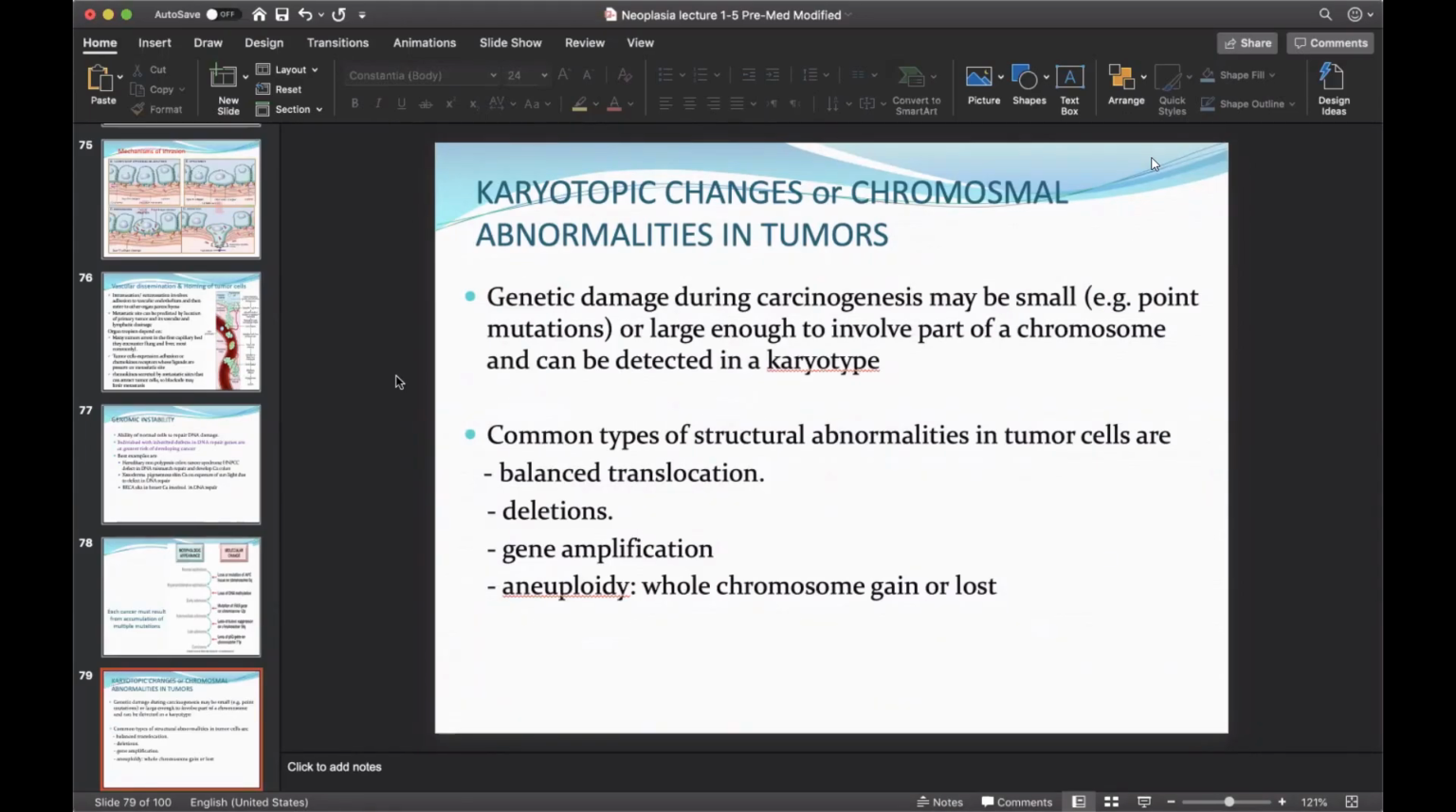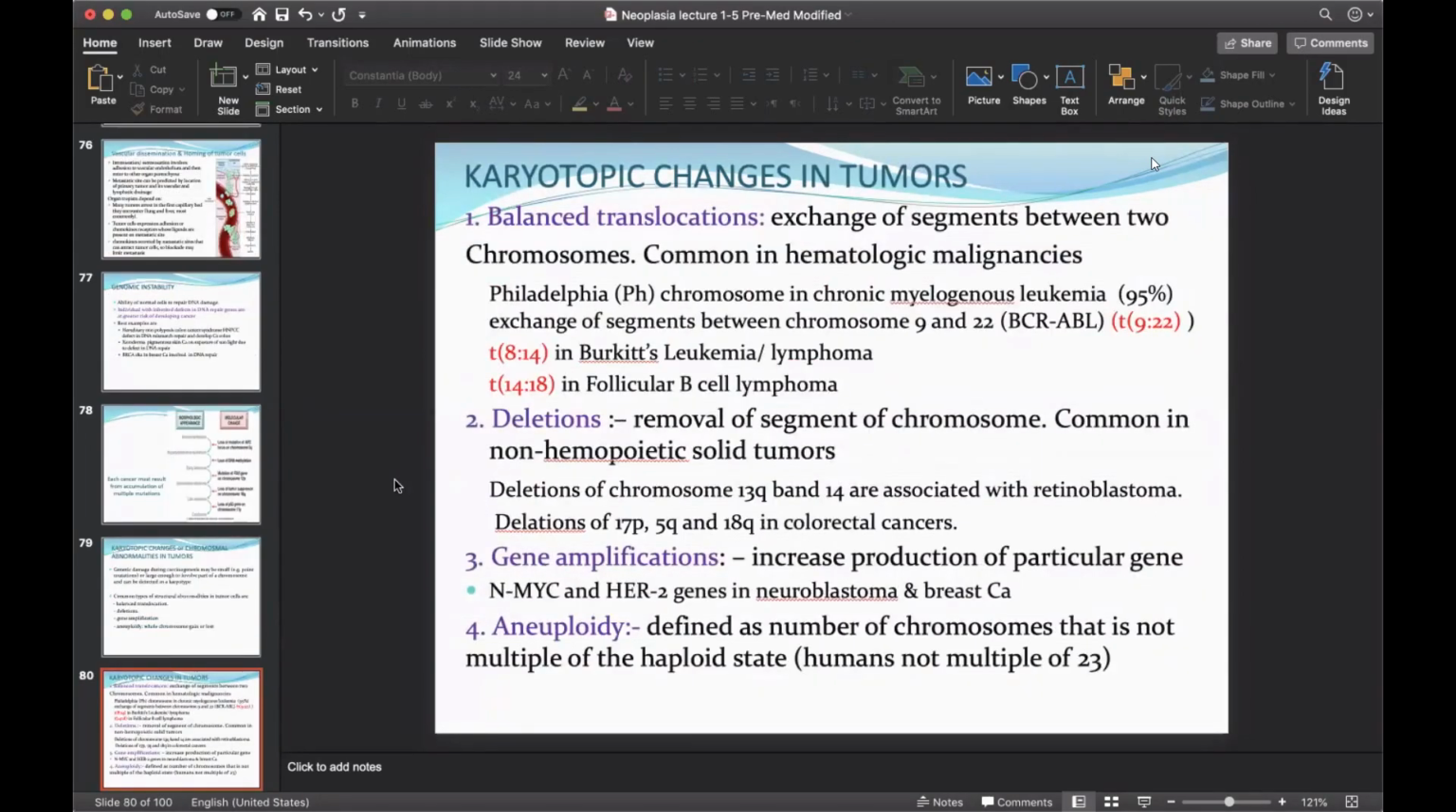Common types of structural abnormalities in tumor cells: when we talked about genetics, we talked about the types of genetic abnormalities, so you can refer back to that. Karyotypic changes in tumors can be either balanced translocations, for example Burkitt lymphoma and follicular lymphoma, meaning genetic material went from part of one chromosome and the same amount of genetic material went to the other side. Or there can be deletions, in which segments of the gene or chromosome are removed.